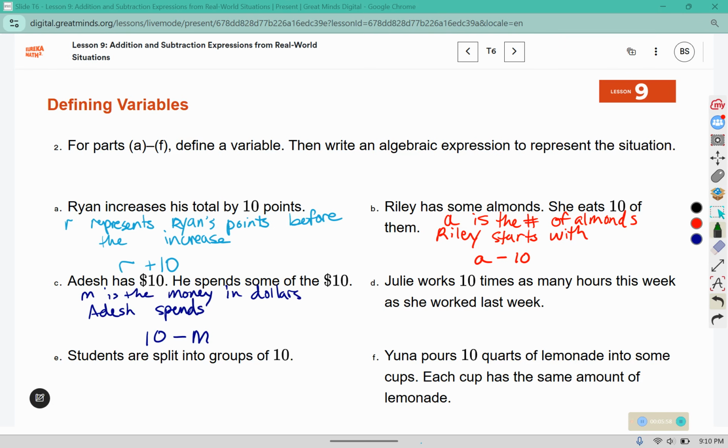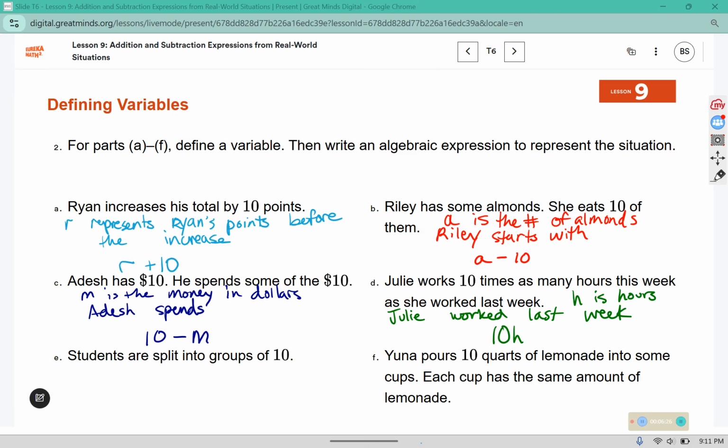D. Julie works 10 times as many hours this week as she worked last week. So we can use H to represent the hours Julie worked last week. So then the expression for the hours she worked this week would be 10 times the hours from last week.